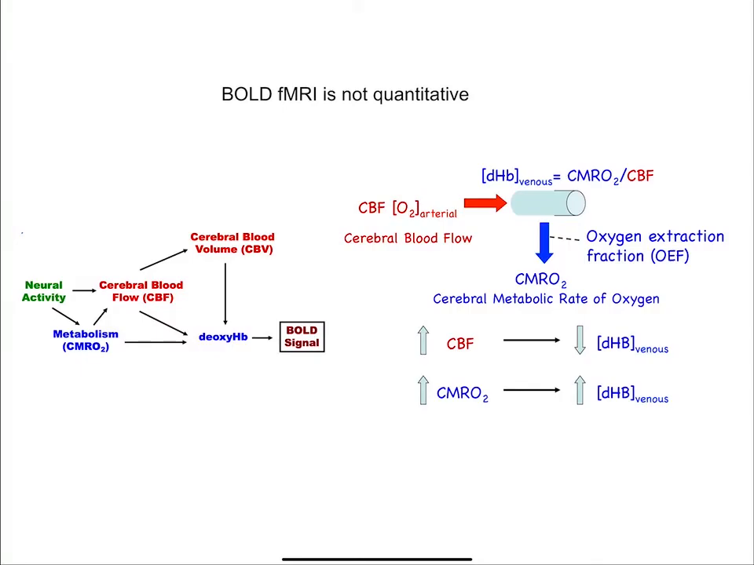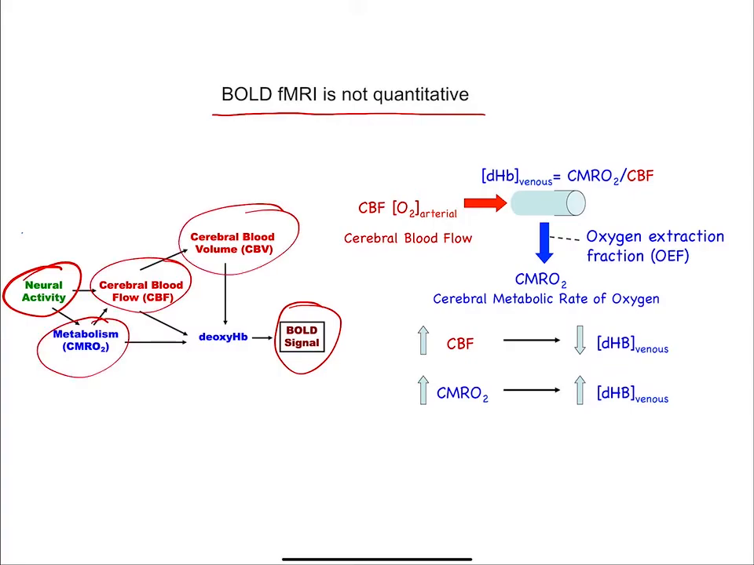The other area that has received a lot of attention, especially here at the center, is the whole idea that, as we talked about in the second week, BOLD fMRI is not quantitative. BOLD is here, and here's neural activity, and it depends on all these things in the middle. Typically all we measure is BOLD, and then we try to make inferences about neural activity.